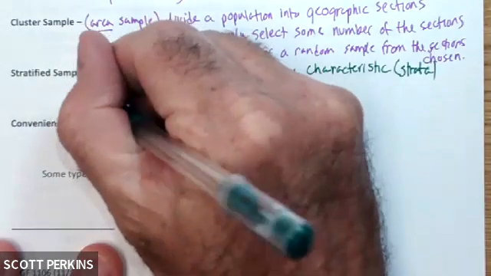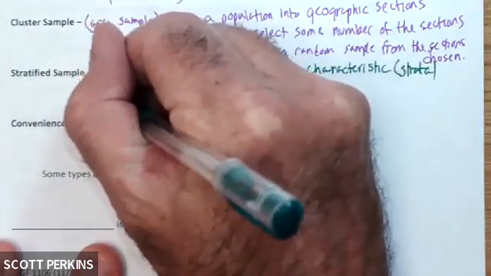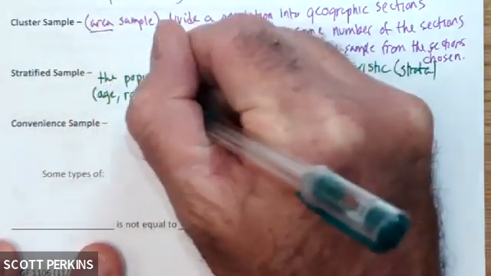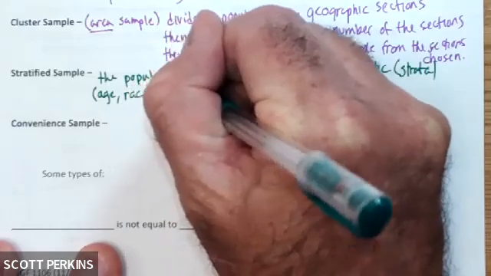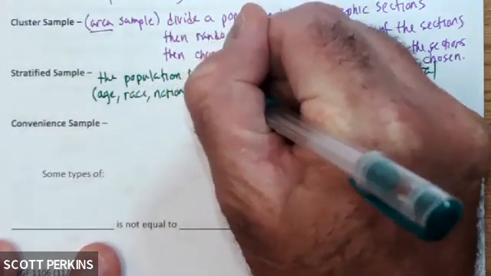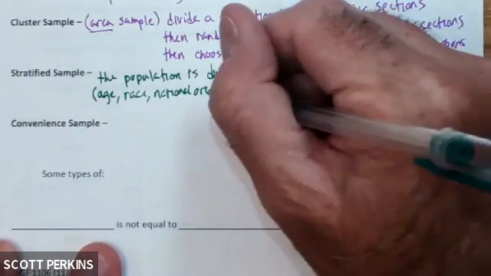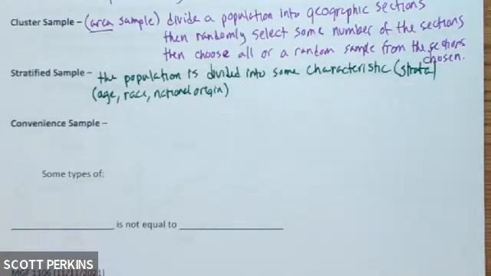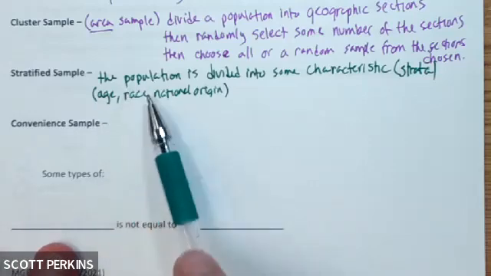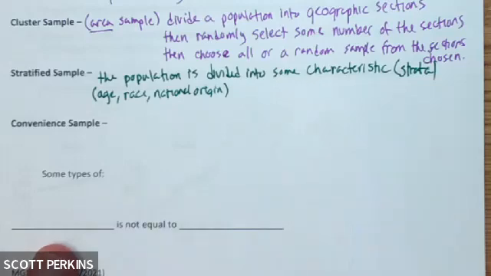So some common examples are age and race and national origin, economic status. You know, you fill out your household's yearly income on some of them. It just depends on what different places are trying to measure. And just trying to see if there's any relationships, because that's what statistics tries to do. So first thing you do is the population is divided into some characteristic called the strata. Then a random sample from each strata is selected.